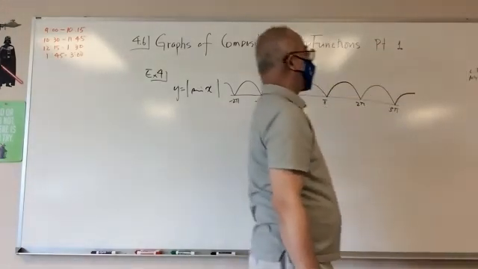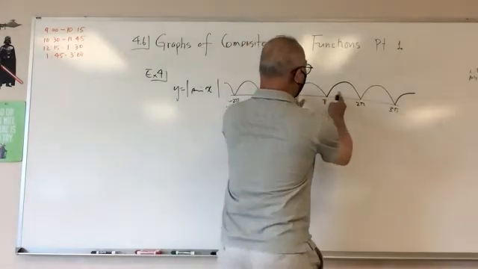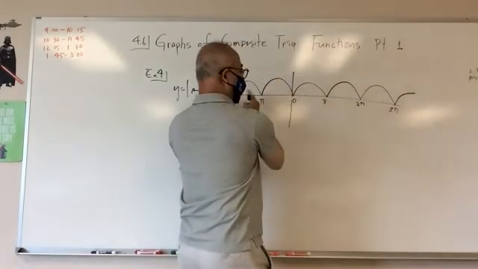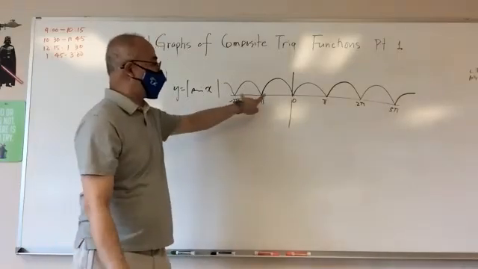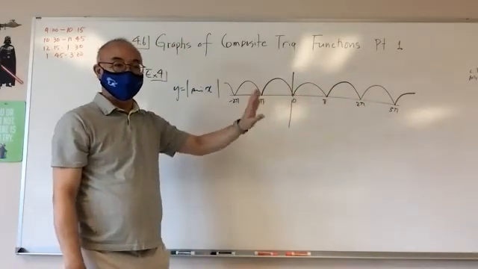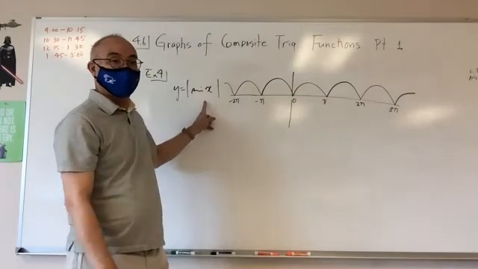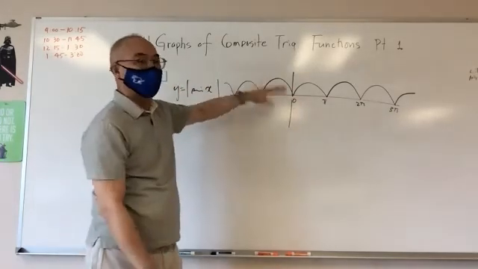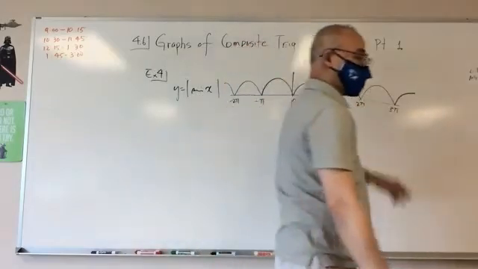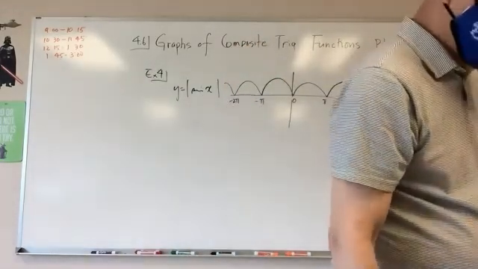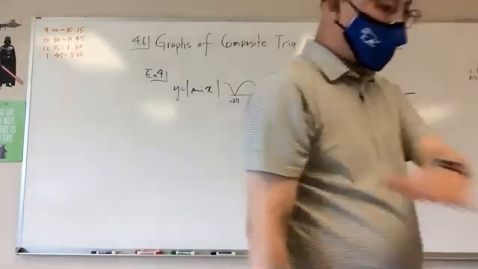No, it is not 2 pi. It's pi, right? Every pi replicates itself, right? Can you see that? Every pi, it replicates itself. So the period becomes now pi. Even though sine was 2 pi, when I take the absolute value, because I flip it over, that becomes pi. Okay, that's good.